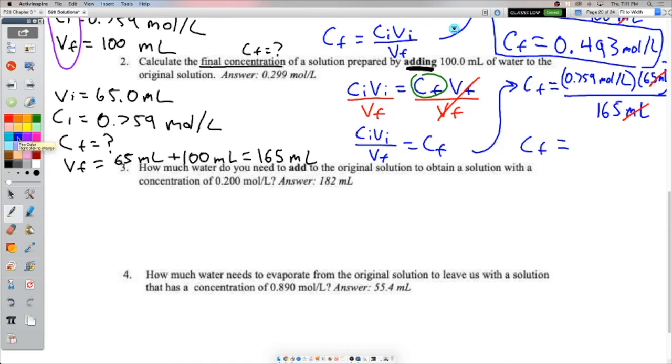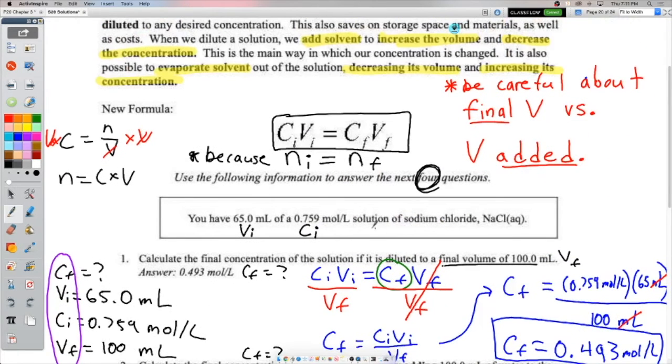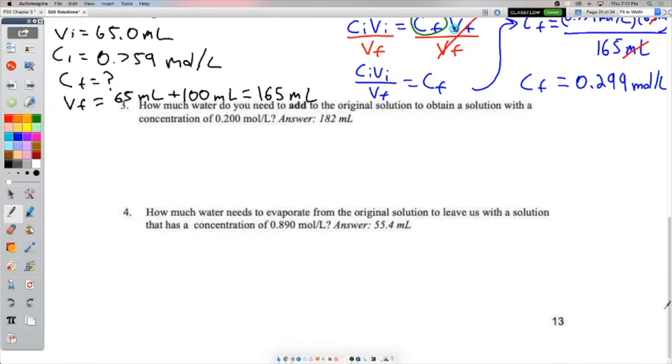The final concentration then is 0.299 moles per liter. Check that I answered it the way I wanted to. I did, right? 3 sig digs, not because of this one, which would suggest 4 sig digs, but don't forget we're still using these numbers, so they limit us as well. So it's still going to be 3 sig digs. Okay, let's do the next one.